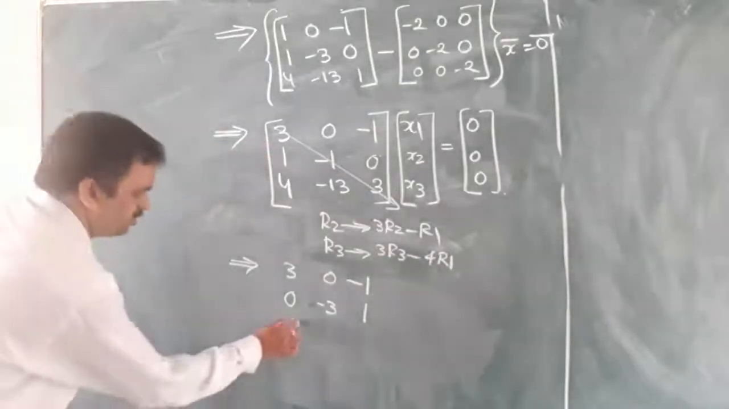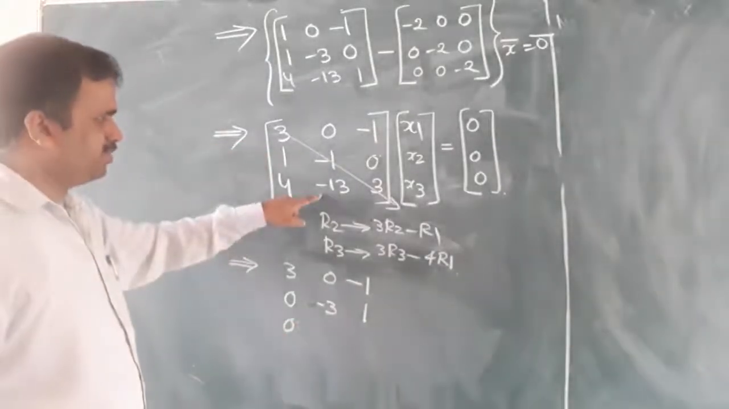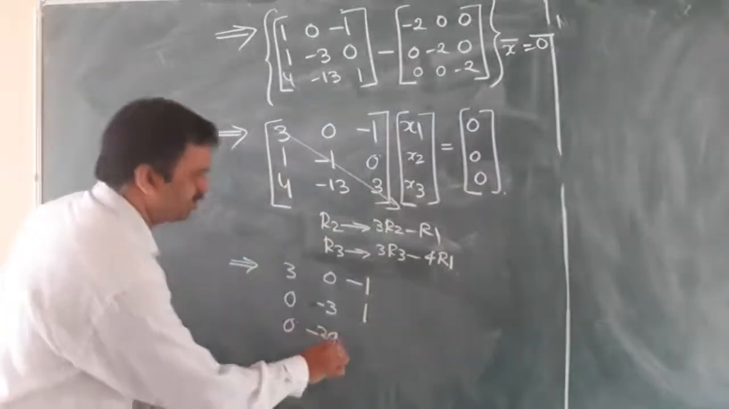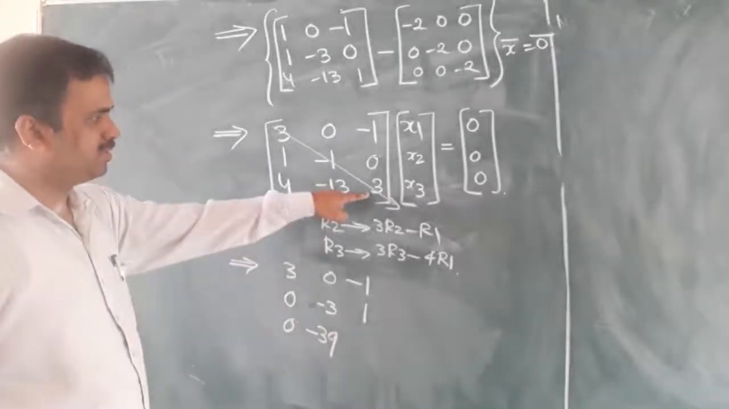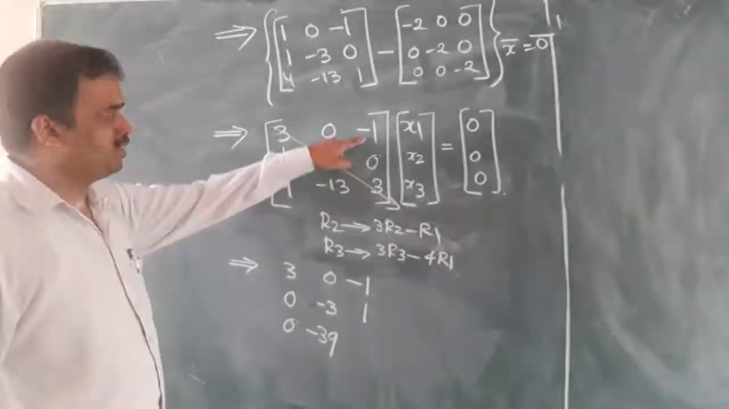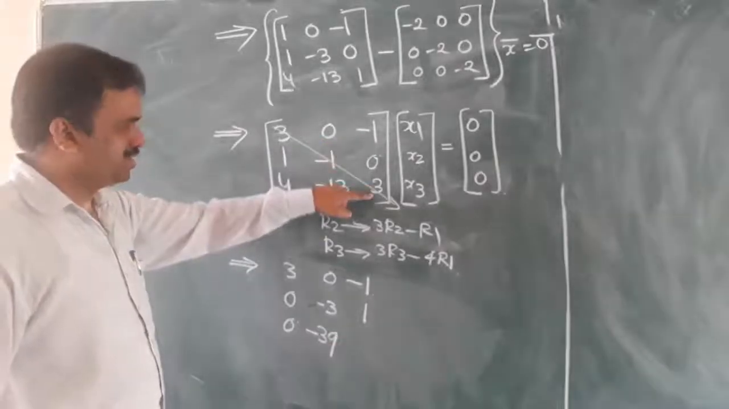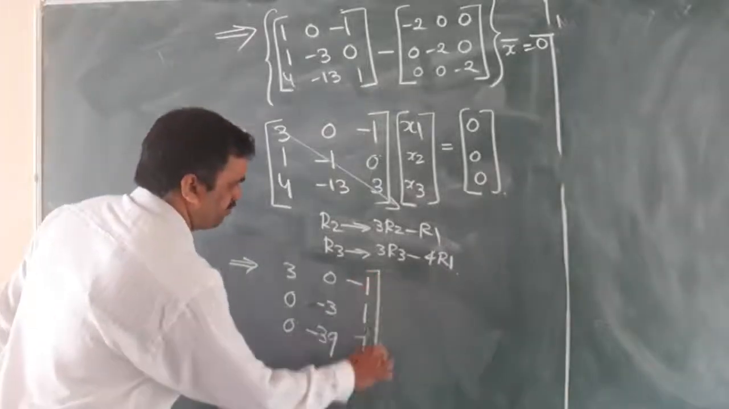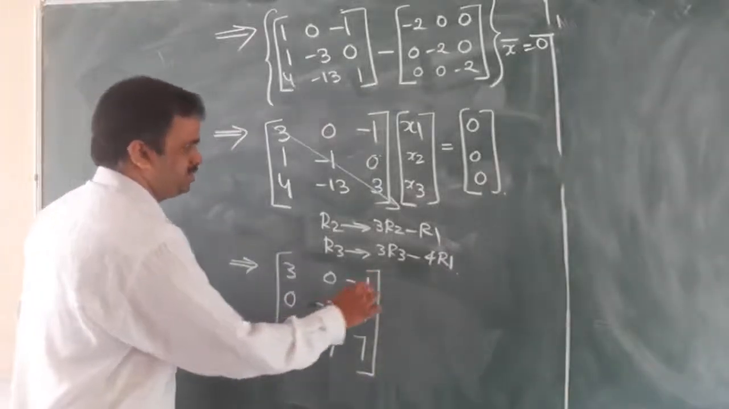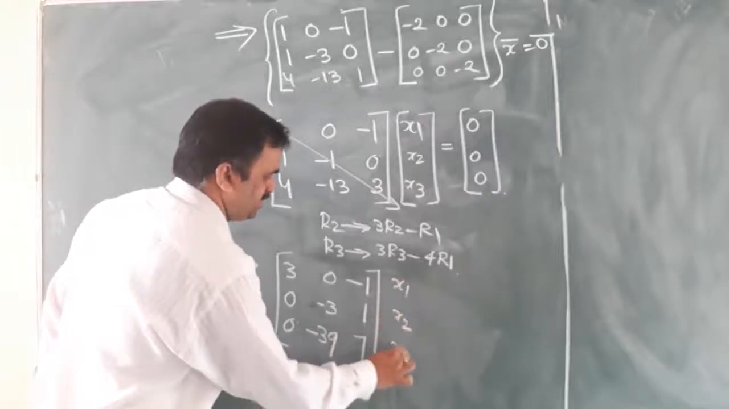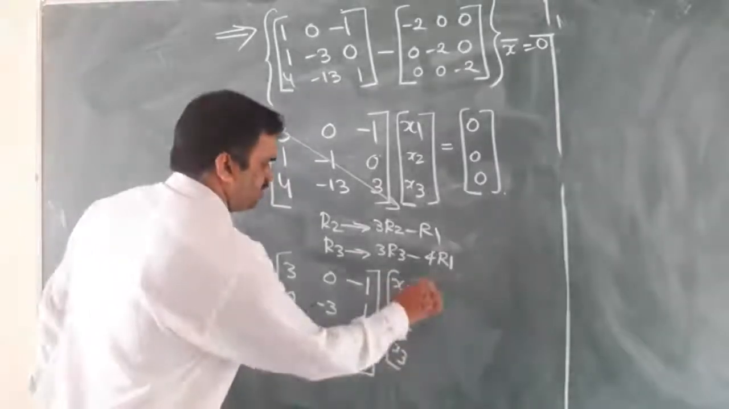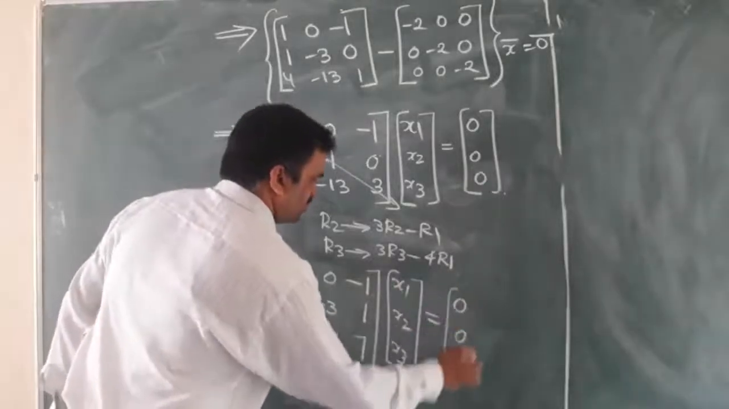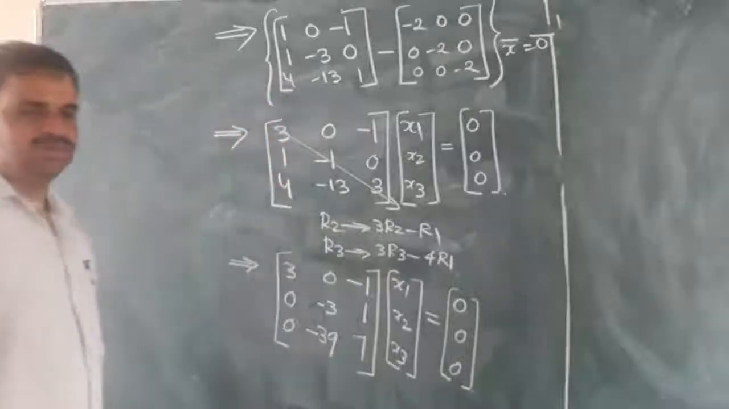12 minus 12, 0. And multiply here 3. Minus 3 9, minus 0. Minus 3 9. Here multiply 3, 3 3 is 9. Multiply here 4, minus 4. 3 minus of minus 4 plus 4. 3 plus 4, 7. Times x1, x2, x3 equal to 0, 0, 0.